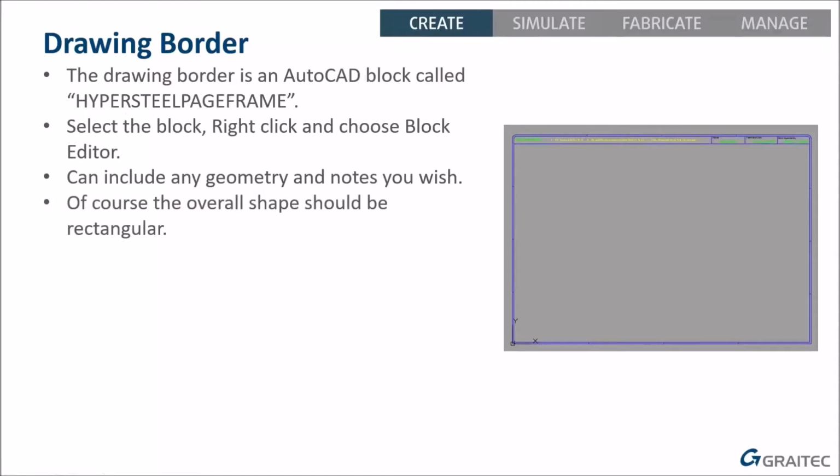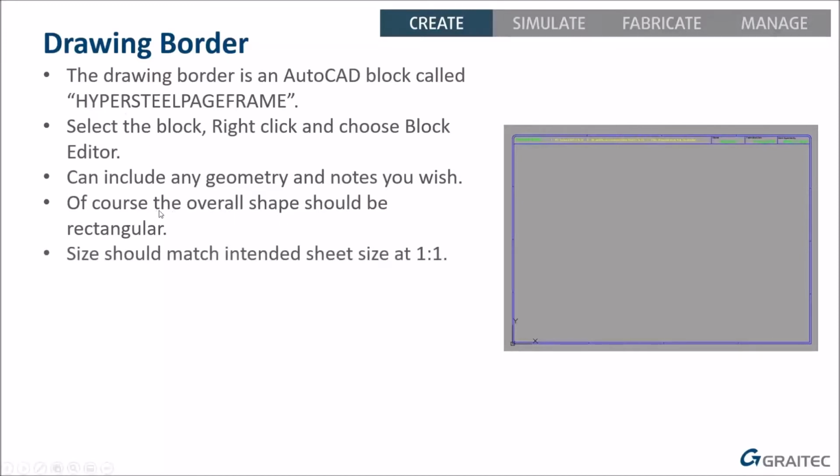The overall shape should be rectangular. I can't imagine why you'd want anything else, but don't try and be fancy. Don't try and work around the title block or anything like that. Just keep the border as a simple rectangle. Even if what you draw is not a rectangle, Advanced Steel will treat it as the smallest rectangle that includes everything you drew. So that needs to be the area you're talking about.